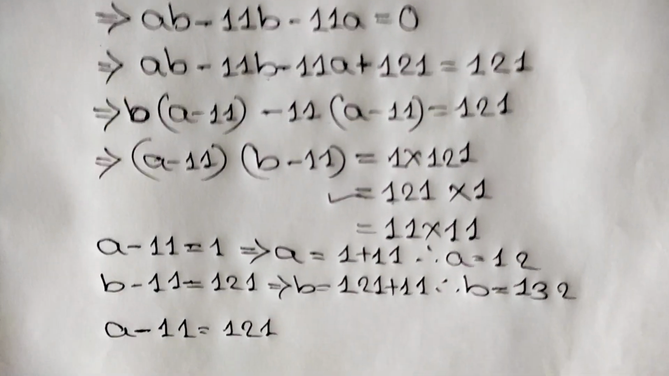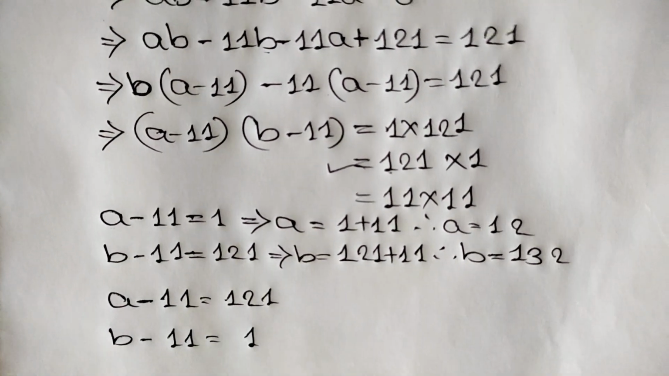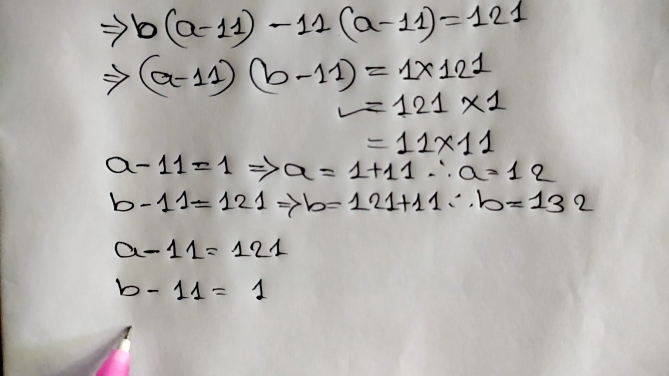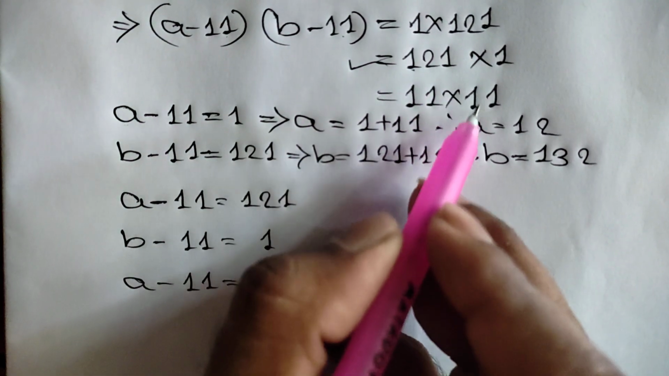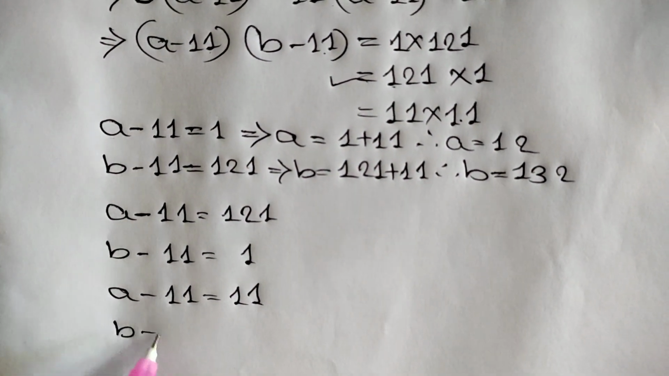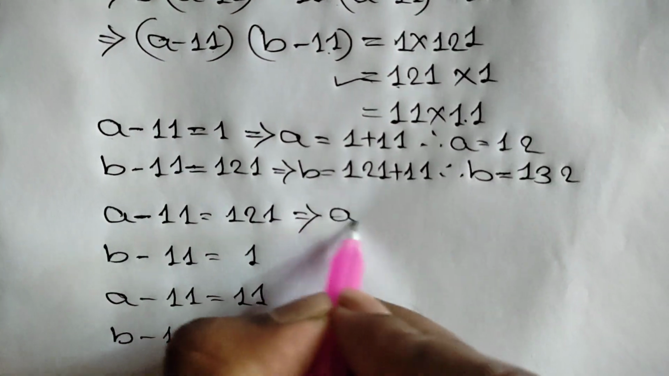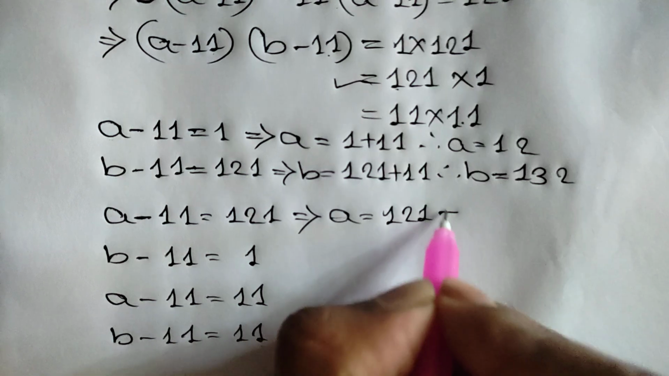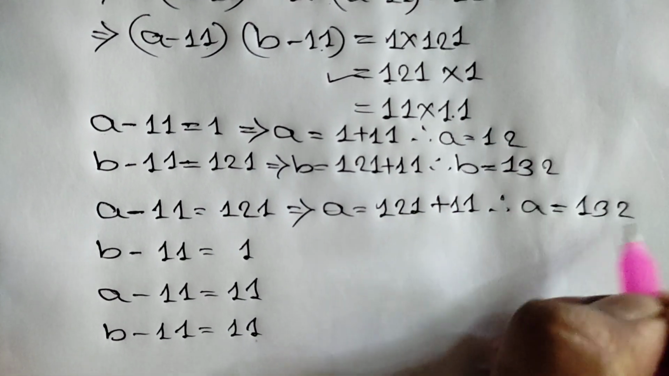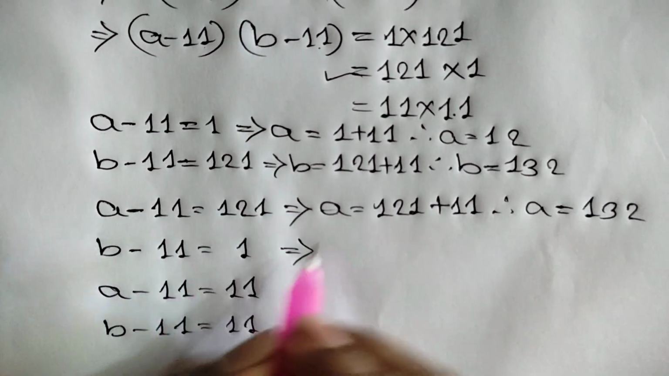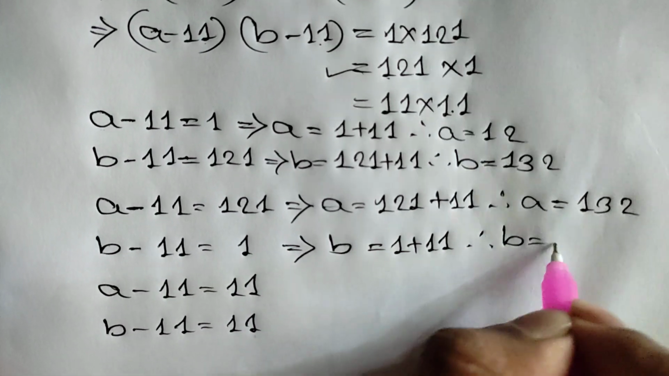And we can write a minus 11 is equal to 121, so b minus 11 is equal to 1. And when a minus 11 is equal to 11, then b minus 11 is equal to 11. Here we can write a is equal to 121 plus 11, so a is equal to 132. And here we can write b is equal to 1 plus 11, so b is equal to 12.